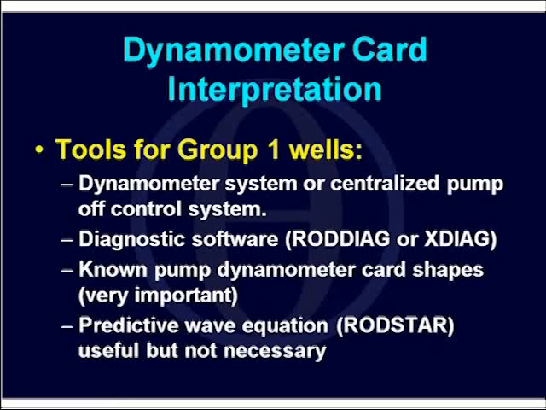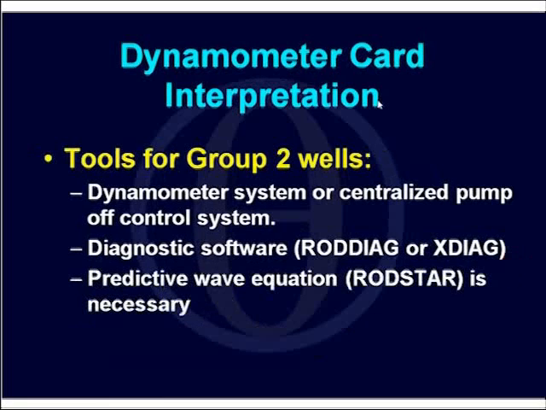For example, for Group 1 wells, you don't really need a predictive program like RODSTAR to find out what's going on downhole. You can simply calculate the downhole card or use XDiag, which does the interpretation for you. It's an expert system, and it'll tell you what the condition of the pump is. However, when you're dealing with Group 2 wells, especially if you don't have XDiag, then you need to have a predictive program that can simulate Group 2 wells like RODSTAR. And both RODSTAR-D and V have this capability.